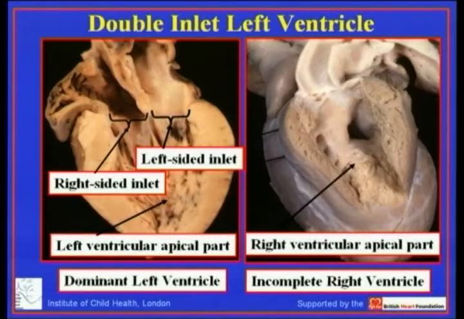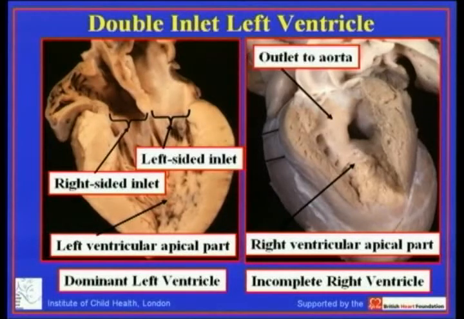Why is it an incomplete right ventricle? Because it possesses the apical part that is of right ventricular morphology. And moreover, the septum separating this apical part from the dominant ventricle carries the conduction tissue, showing that it is an incomplete ventricular septum, and it is nourished by the septal perforating arteries.